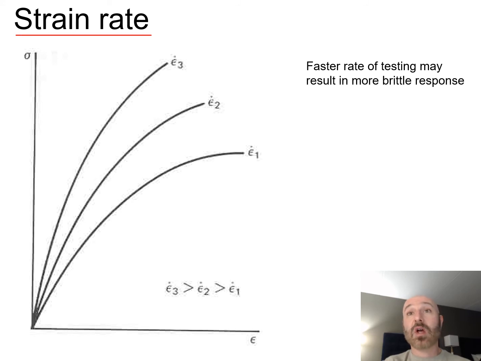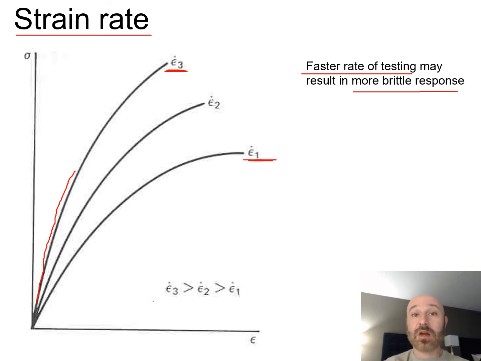So the last thing we talked about here that could affect our material properties is our strain rate. So the faster rate of testing, if we pull this at a faster rate for a tension test, this may result in more brittleness. So if we see here, if this is a faster rate, we're going at our E3 as compared to our E1, you can see this exhibits now more of the behavior of a brittle material than if we pull it at the slower rate down here.